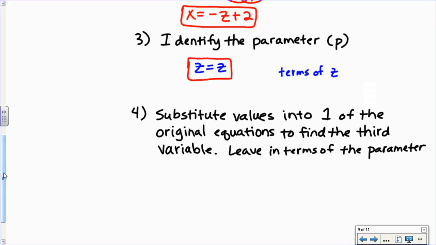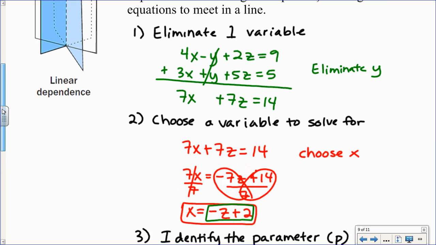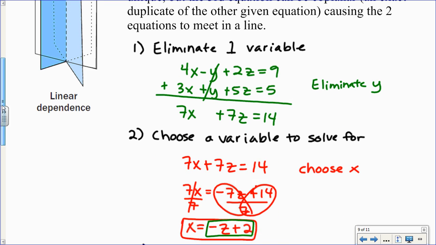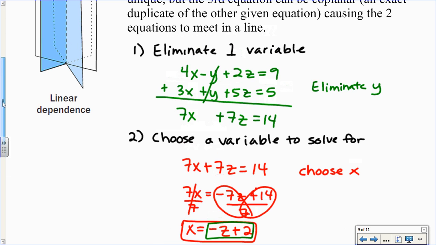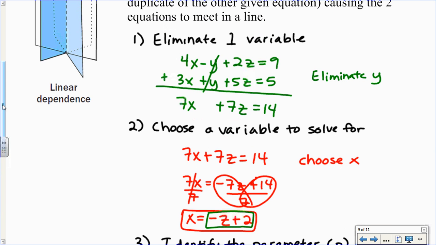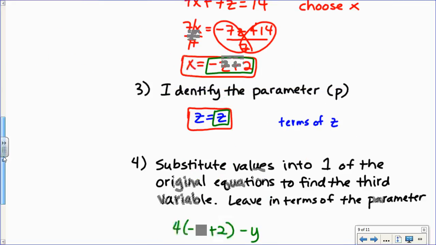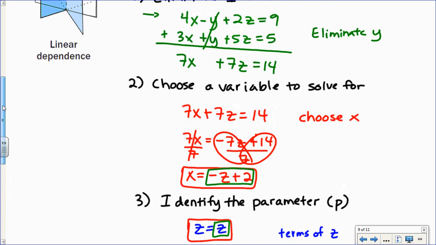All right, so I'm plugging in this x equals and z equals, so I'm plugging these in right here, z and negative z plus 2 for x and z into one of the originals. Okay, so that's 4x. So 4 times negative z plus 2 minus y. So I'm choosing the top equation here. Plus 2z equals 9.